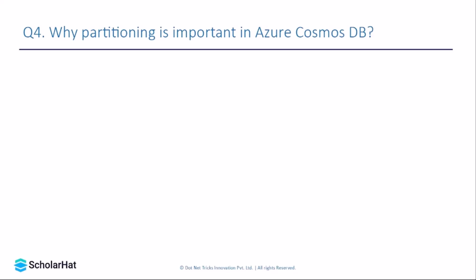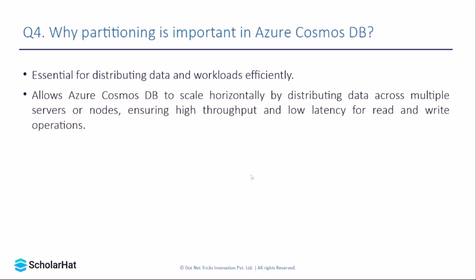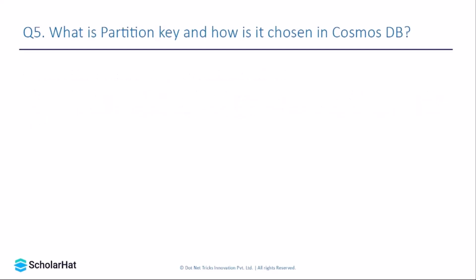It can be asked in a different way as well, like what is the importance of partitioning, or explain the advantages of partitioning in Azure Cosmos DB. The first advantage of having partitioning is it's essential for distributing data and workloads efficiently. It also allows Azure Cosmos DB to scale horizontally by dividing data across multiple servers or nodes, ensuring high throughput and low latency for read and write operations.